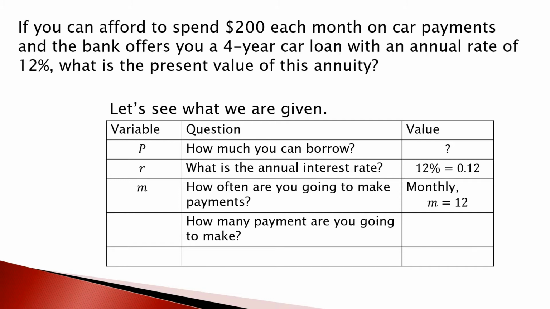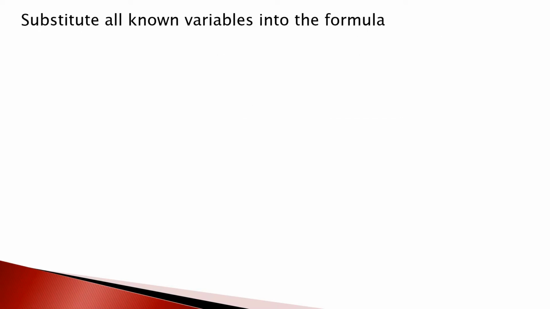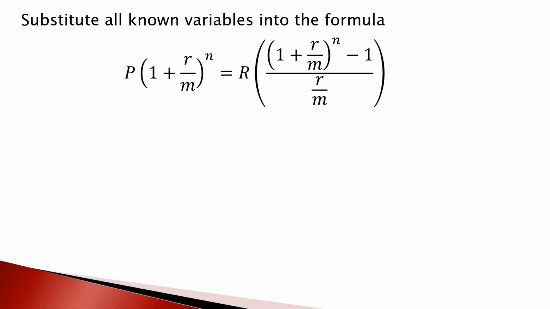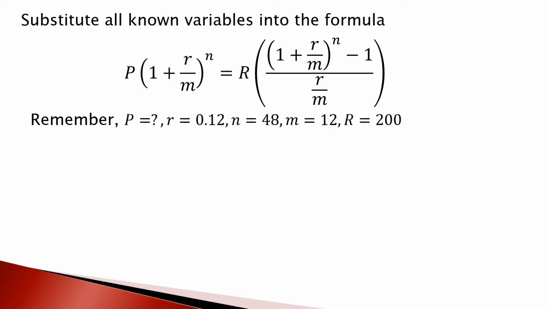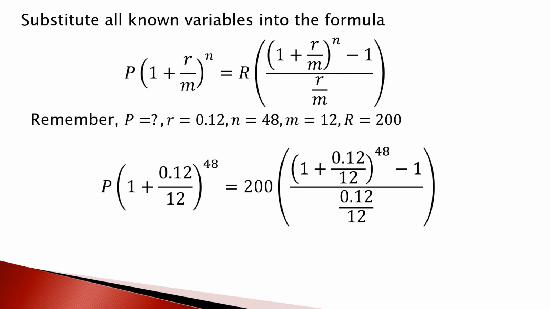How many payments are we going to make? We're going to make a payment each month for 4 years. So little n is 4 times 12, which is 48. How much is a regular payment? We know it's big R because we're going to spend $200 each month. So 200. Again, we substitute all known variables into the formula, keeping in mind that little r is 0.12, n is 48, m is 12, big R is 200, and we need to find P.